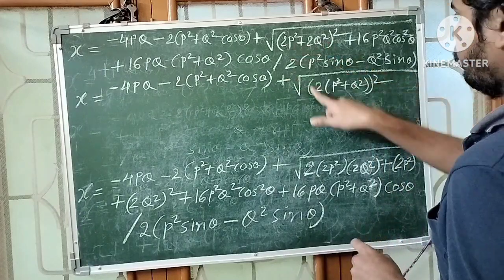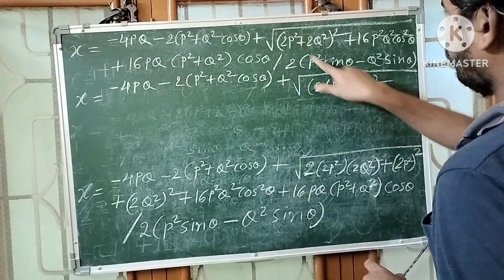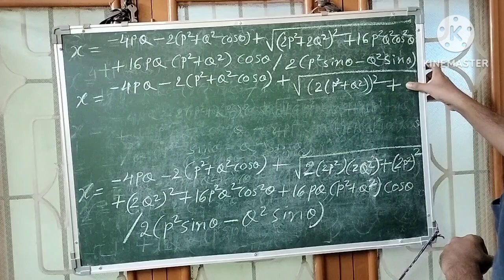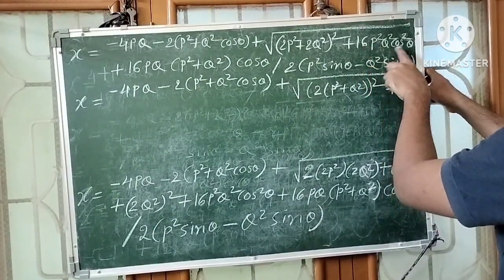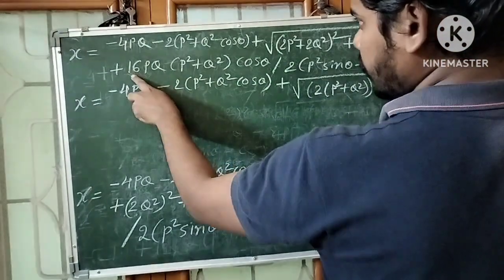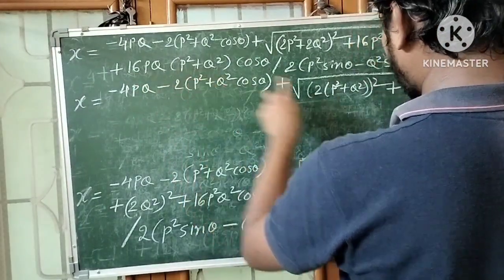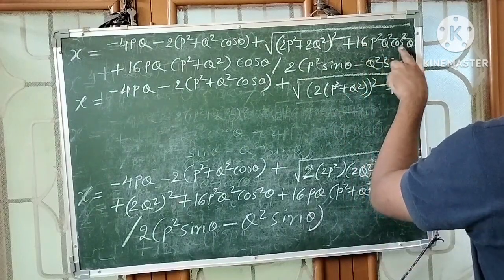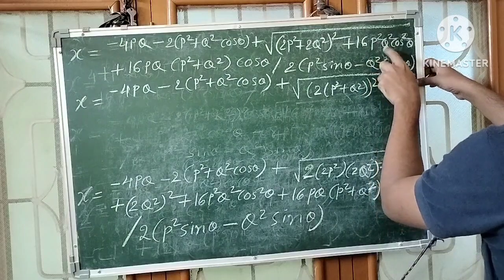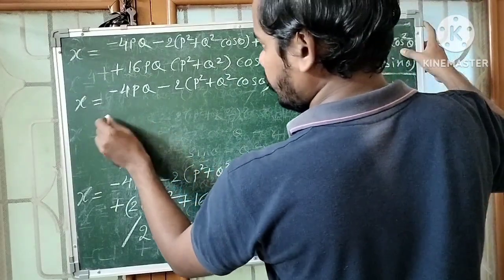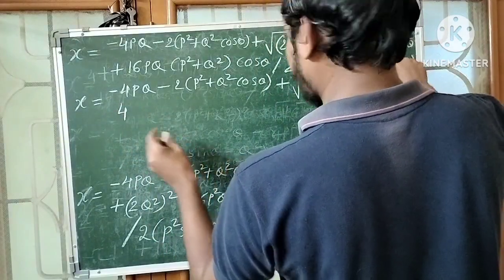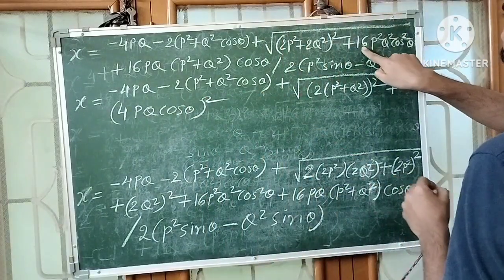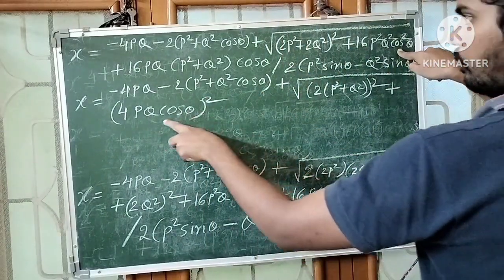In these two terms 2 is common. Take out 2 as a common factor and the remaining terms are p square plus q square whole square plus 16 p square q square cos square theta. In this term we have p square q square, and here also we have p square plus q square, and this is 16 p q cos square theta. So this term can be written as 4 pq cos theta whole square. See, 4 square is 16 p square q square cos square theta, 4 pq cos theta whole square.